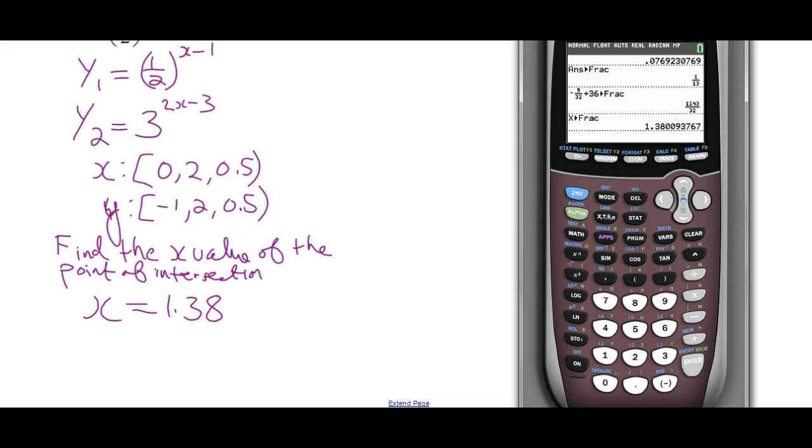Now let's try it. So 1/2, let's just go 0.5 to the power of, so 1.38 minus 1 is 0.38, right? Okay, and then I go 3 to the power of 2 times 1.38 minus 3. So am I going to get this exact value? No. Why not? Because I rounded, right? Now, are they close? Is that close enough for you to say, yeah, it's 1.38?